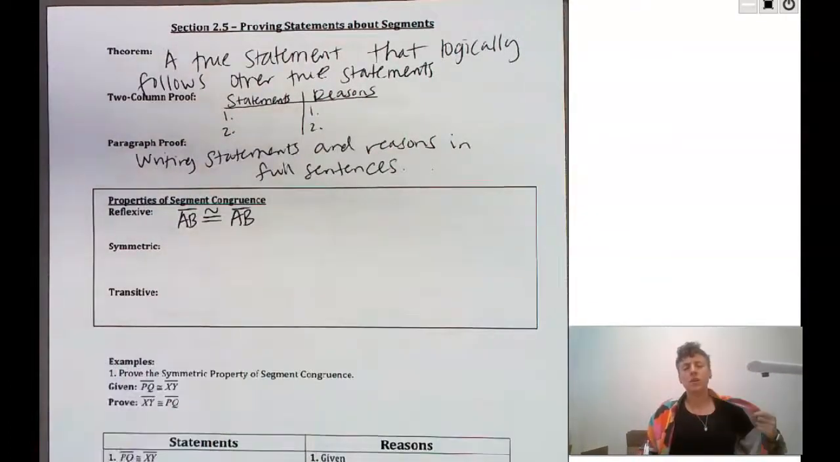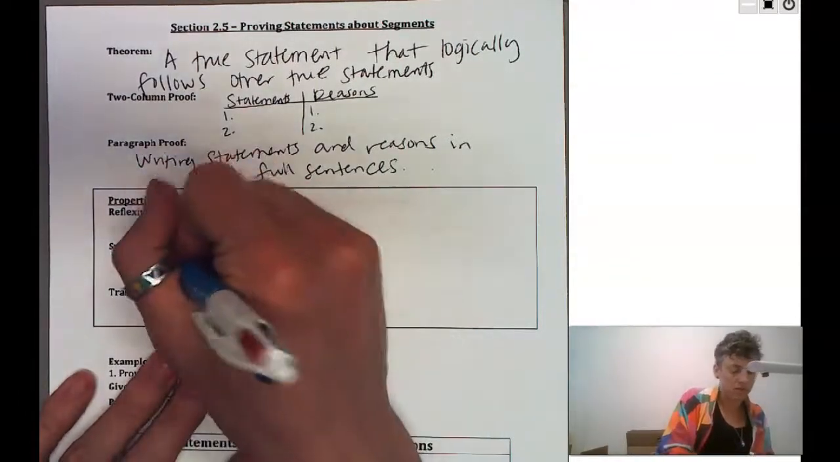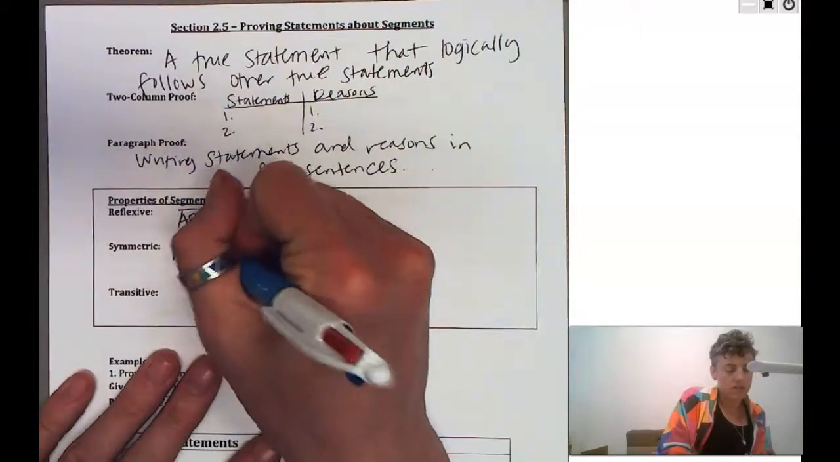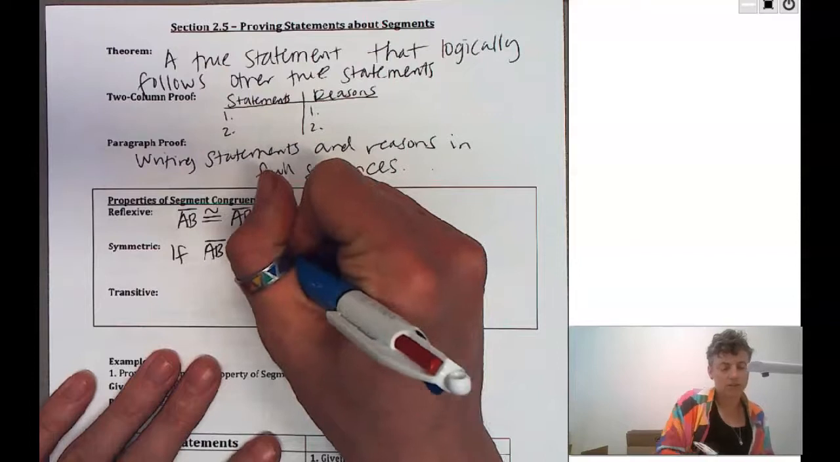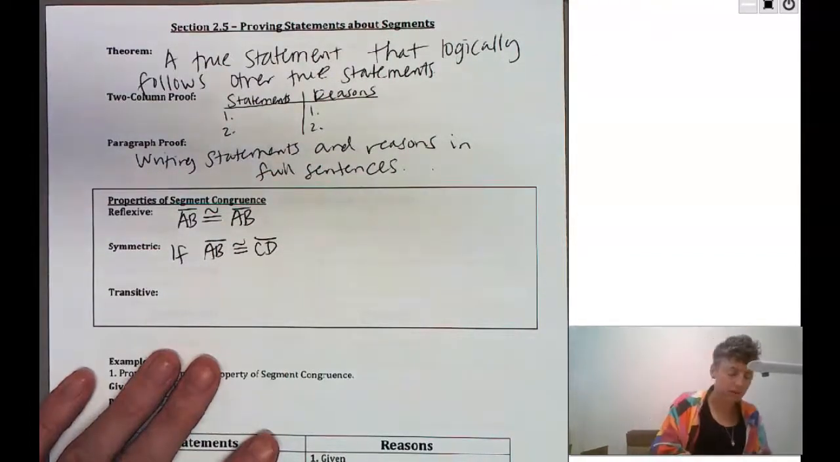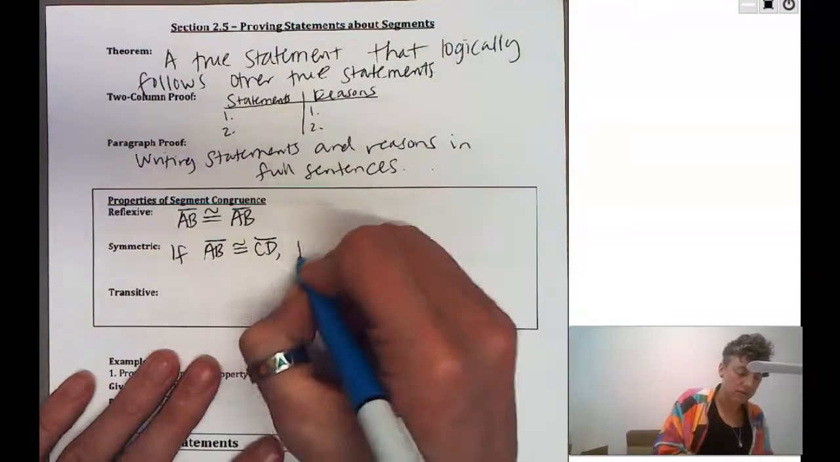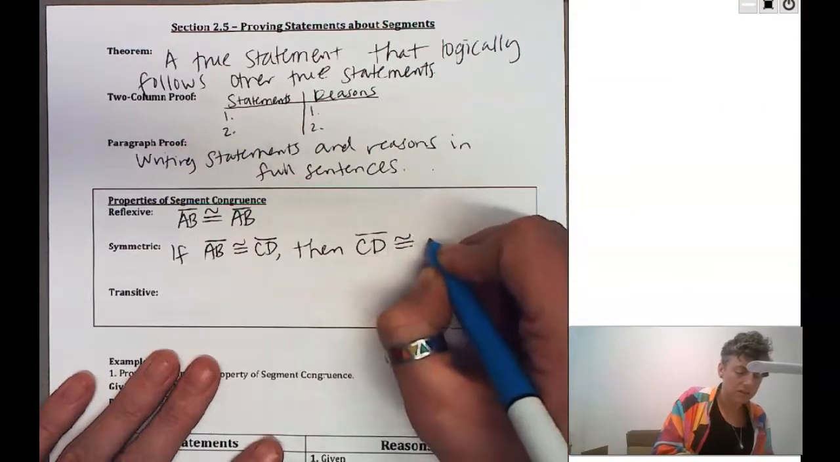The symmetric property said that if we have two segments that are congruent to each other, like segment AB is congruent to segment CD, then if we need to, we can flip the order around and it's still true. Then segment CD is still congruent to segment AB.